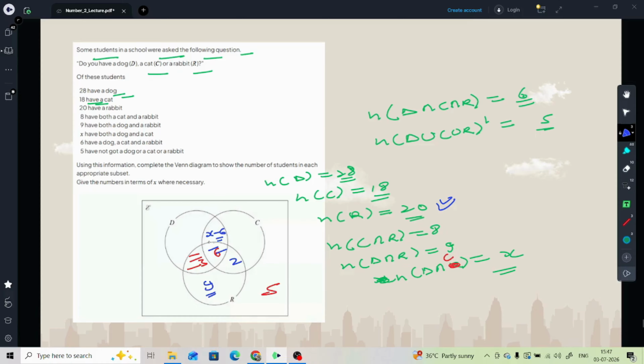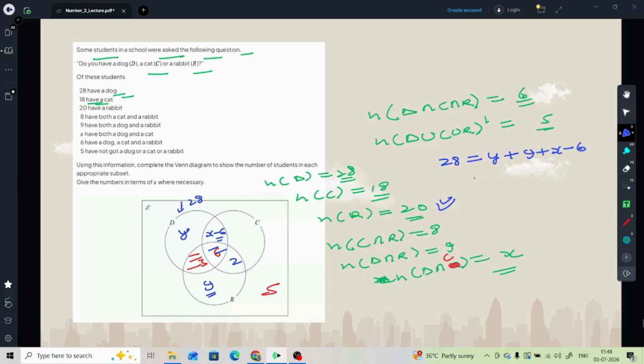Now let's come to any of the parts. We can start with the D part also. In D, the total number of elements is 28 as given over here. We don't know about this part, so let's mark it like that only. Try to understand one thing over here, that this 28 will be equal to y plus 3 plus 6, 9 plus x minus 6.